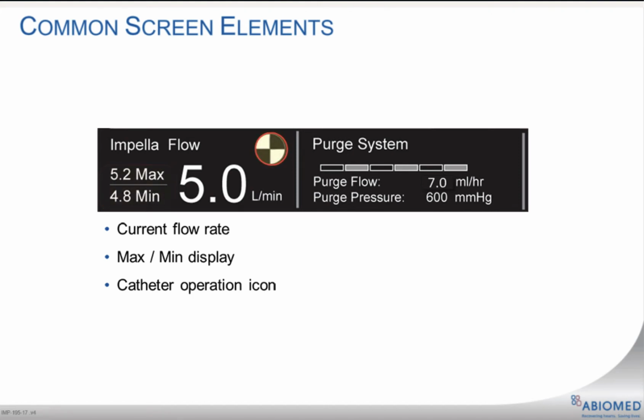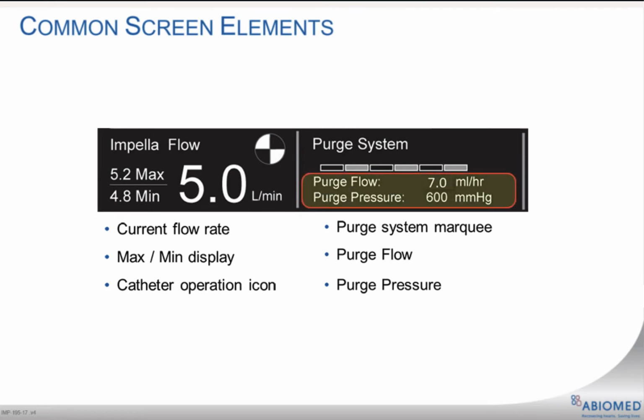The circular catheter operation icon rotates when the Impella catheter is running. In the PURGE system area, the PURGE system marquee scrolls from left to right when the PURGE system is operating. The current PURGE flow is displayed in milliliters per hour, as well as the current PURGE pressure.